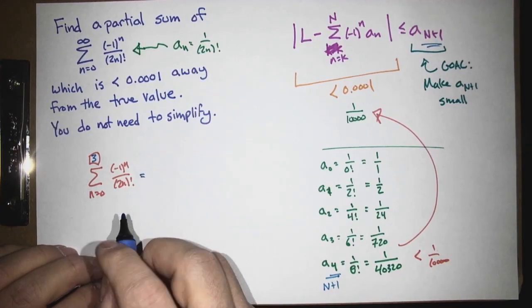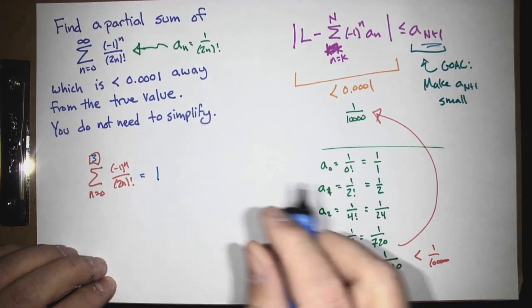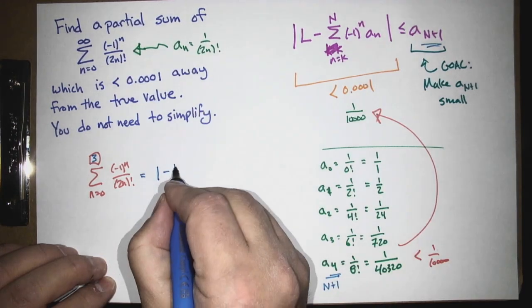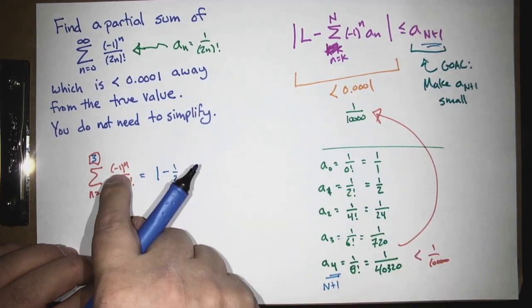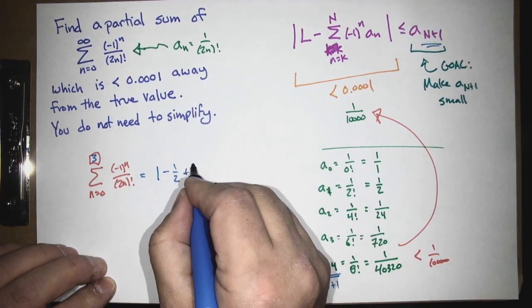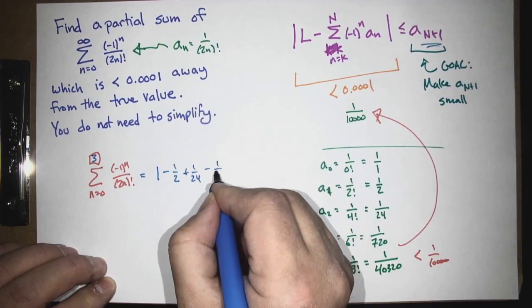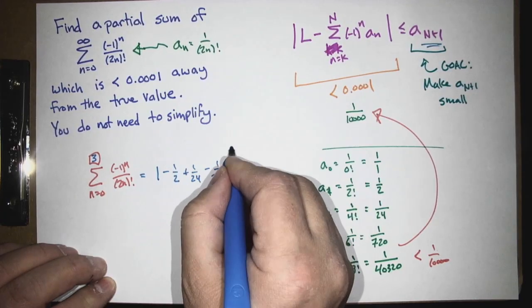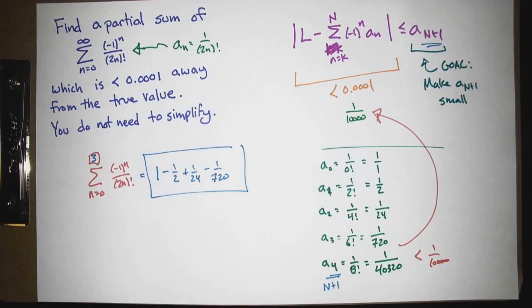So we get 1, which is the first term, minus 1 over 2, which is the second term, but you added the alternating, plus 1 over 24, minus 1 over 720. And that's our approximation.